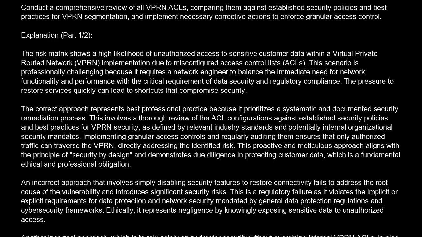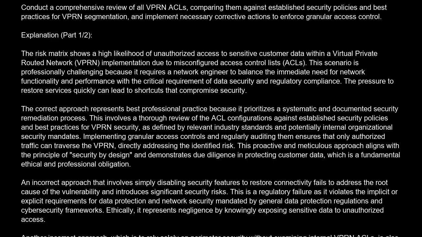An incorrect approach that involves simply disabling security features to restore connectivity fails to address the root cause of the vulnerability and introduces significant security risks. This is a regulatory failure, as it violates the implicit or explicit requirements for data protection and network security, mandated by general data protection regulations and cybersecurity frameworks. Ethically, it represents negligence by knowingly exposing sensitive data to unauthorized access.